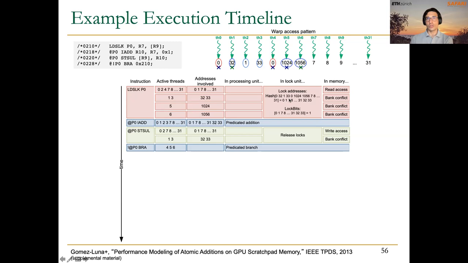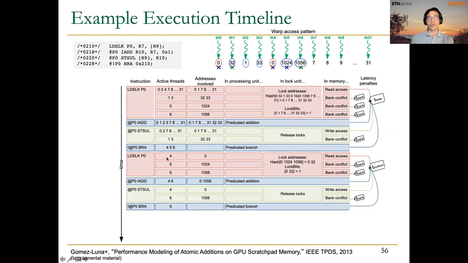So as you see, all this entails some base latency, but there are additional latencies due to, in this case, the bank conflicts. And now we're going to have even more extra latency because some of the threads will need to execute the loop again, right? For example, here, threads 4, 5, and 6 go to shared memory again to read the corresponding values in the corresponding addresses and also try to acquire the lock bits, and then perform the predicated addition for those who really were able to acquire the lock bits. In this case, we are assuming that they are thread 4 and thread 6. So then they perform the store operation and release the corresponding lock. And same as before, there are some atomic conflicts in this process because, for example, address 0, 1024, and 1056 belong to the same bank.